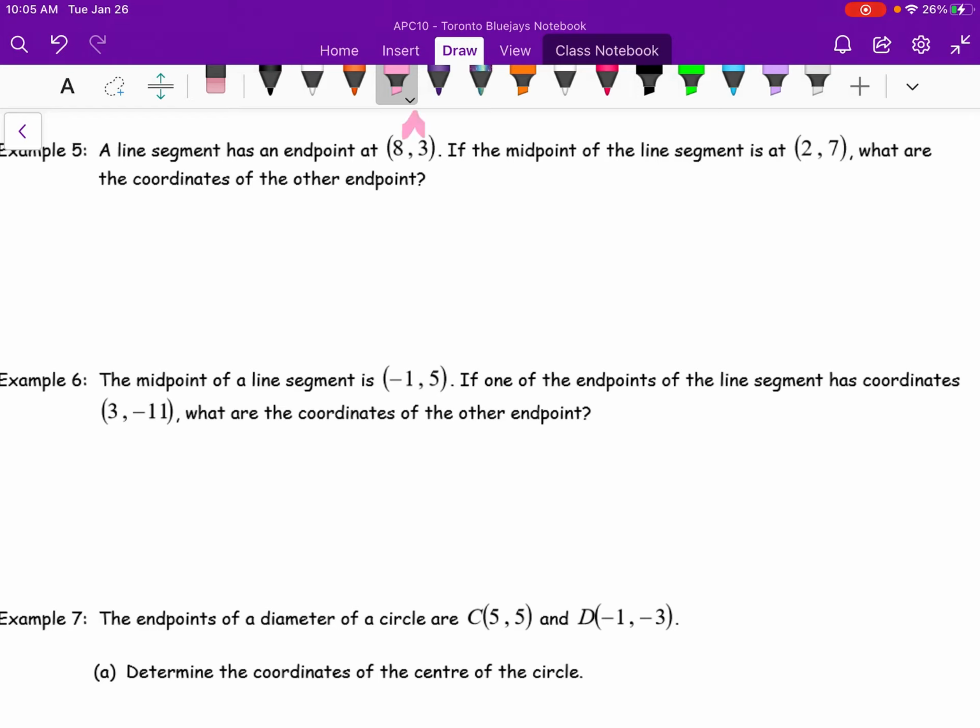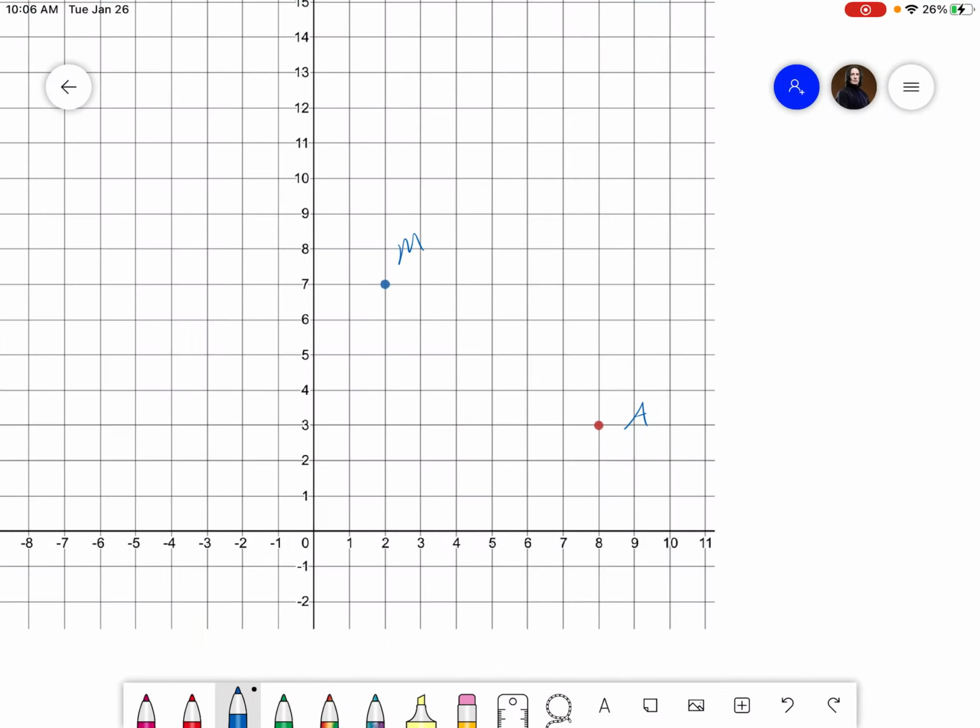Now I'm going to call this endpoint A. And I'm going to call this midpoint M. A line segment has endpoint 8, 3. If the midpoint of the line segment is 2, 7, what are the coordinates of the other endpoint? So before tackling this in an algebraic way, I'm going to use another app to simply help us out in this regard.